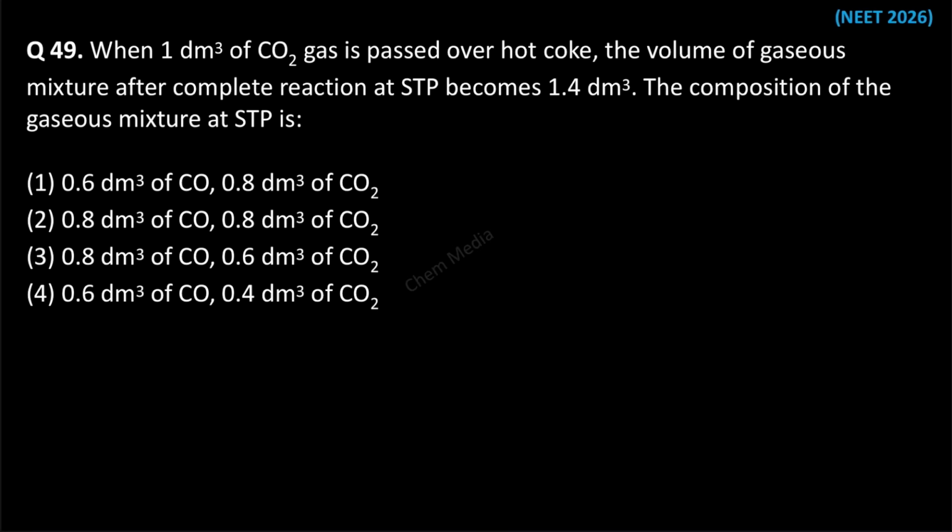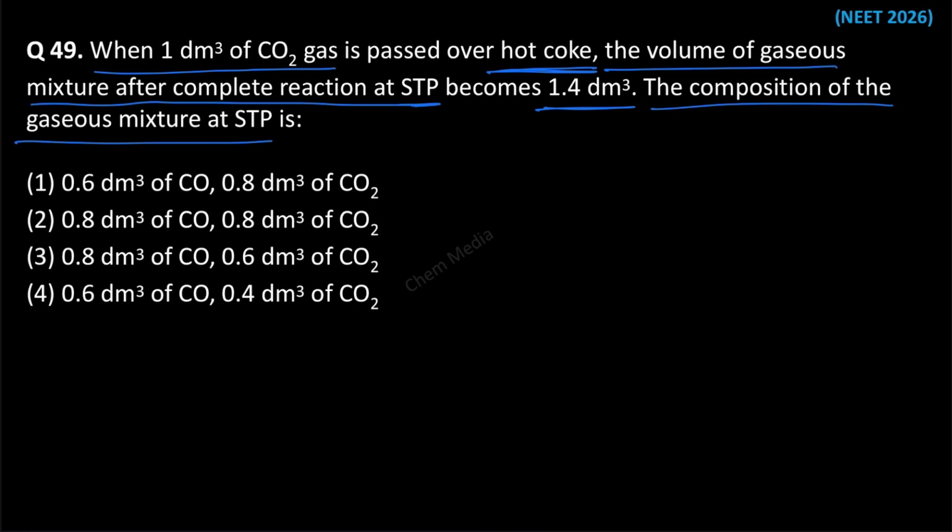Hello everyone, here is a question based on Avogadro's law. When 1 decimeter cube of CO2 gas is passed over hot coke, that means pure carbon, the volume of the gaseous mixture after complete reaction at STP becomes 1.4 decimeter cube. That means the total volume is becoming 1.4 decimeter cube. The composition of the gaseous mixture at STP is how much?